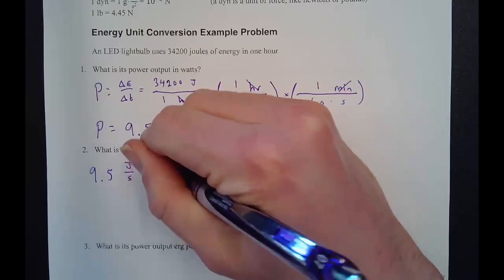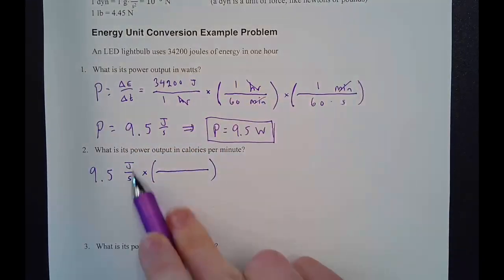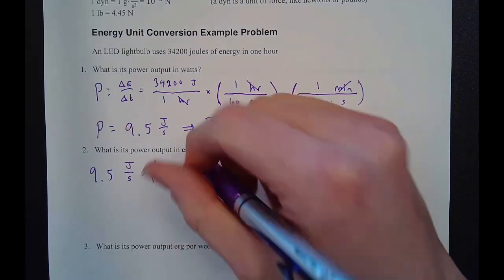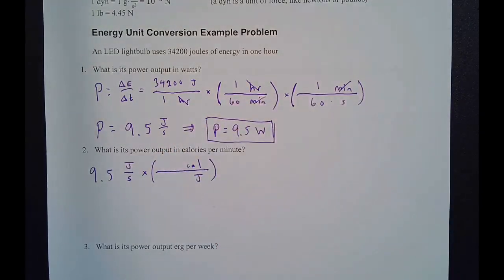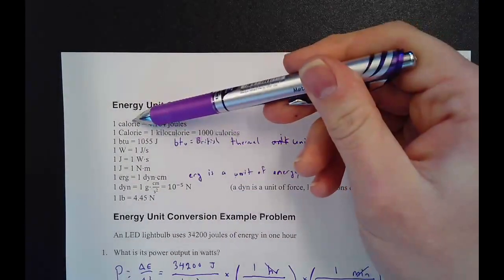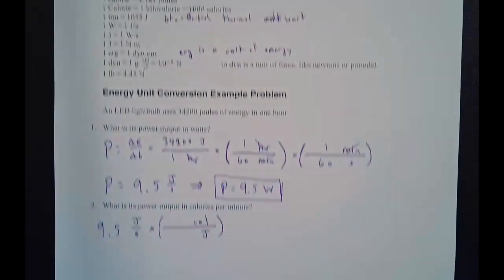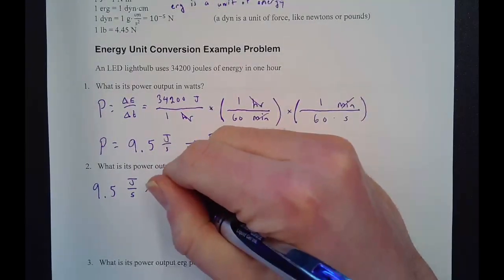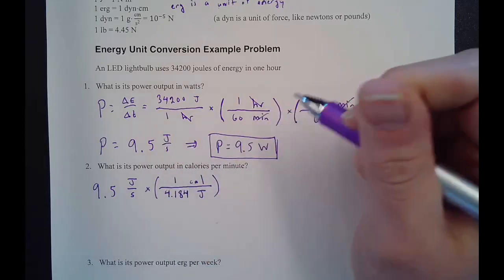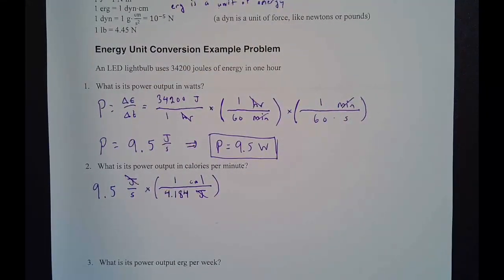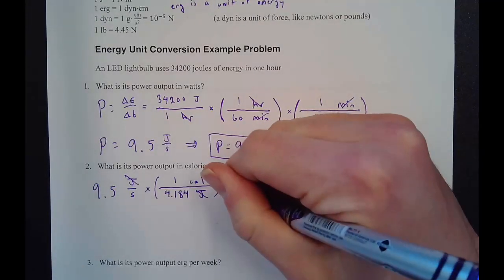So I'll start with the energy unit. I have joules already, so I want to divide by joules to cancel. And I want to convert it to lowercase c calories. I know from this chart up here that 1 lowercase c calorie is 4.184 joules. So when I do division, those joules will cancel and I'll be left with calories. So I right now have calories per second. I want calories per minute.